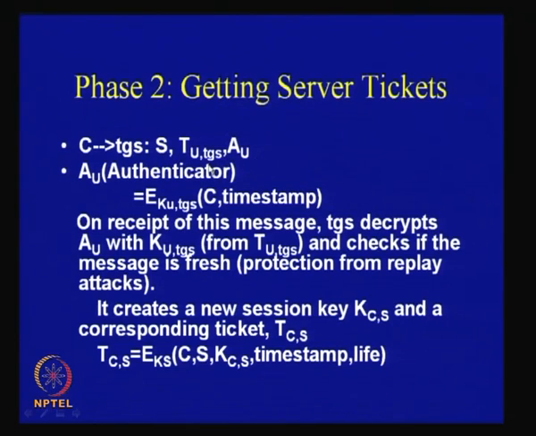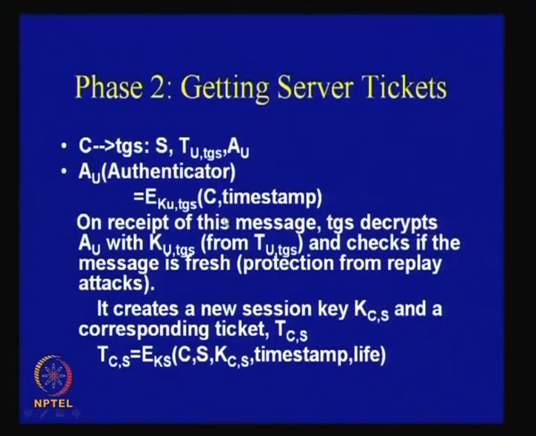Now you see that from this ticket, the ticket granting service obtains a value of KU,TGS, which is the session key, right? And it can immediately decrypt this authenticator, because this authenticator has been encrypted using KU,TGS, and obtains back the value of the timestamp. It gets the timestamp which has been used in this message, right?